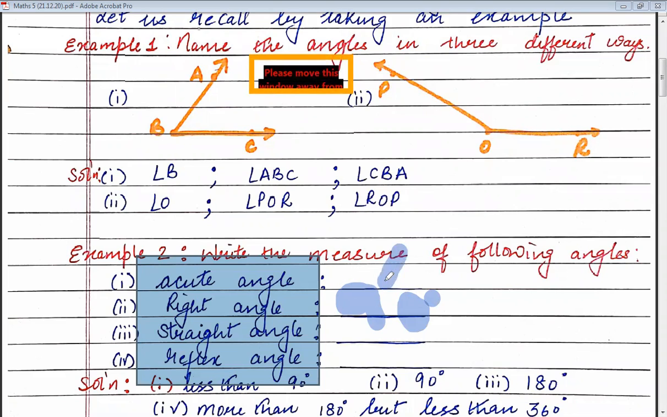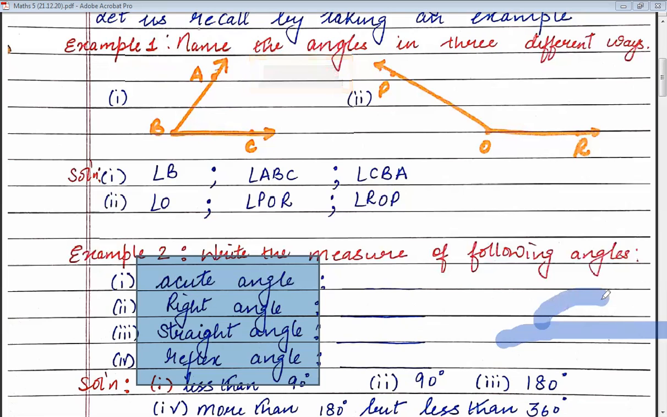Acute angles are less than 90 degree. What are acute angles? Those which are less than 90 degree. Then we have the straight angle. Now children, do you remember what a straight angle is? A straight angle means exactly a straight line angle. That is 180 degree. What is your straight angle? An angle whose measure is always 180 degree.